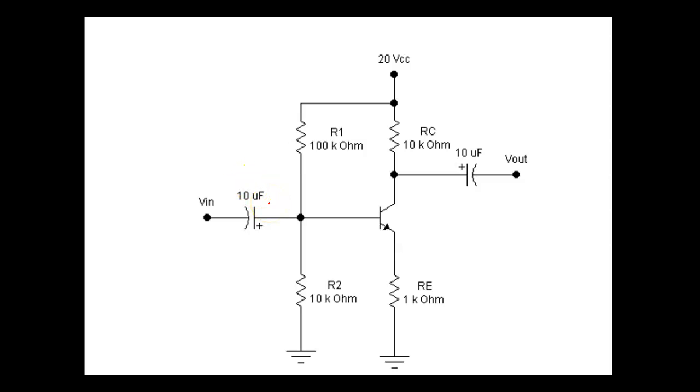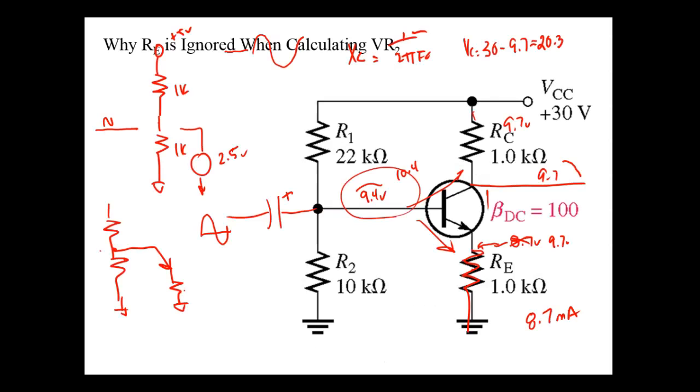The bigger they are, the better the lower bandwidth. And I don't know if I gave you the formula to calculate what we call the cutoff frequency. We can calculate the cutoff frequency. We can calculate the input opposition. So let's look and see. Let's start back here and let's look and see why we can ignore RE when I calculate that voltage right there.